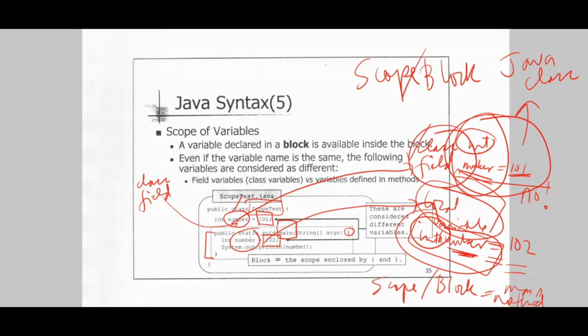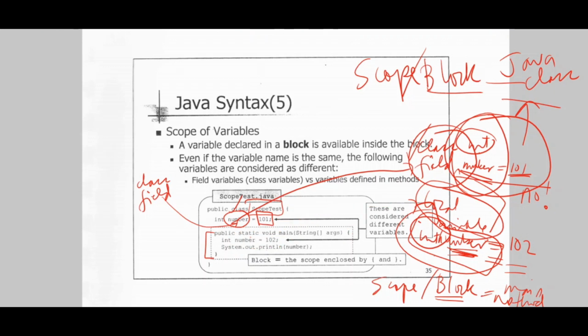In fact, they have separate memory locations in the RAM because they have different scopes or they have different blocks. The first number is declared inside the block of the Java class, while the second number is declared inside another block, which is the block of the main method.